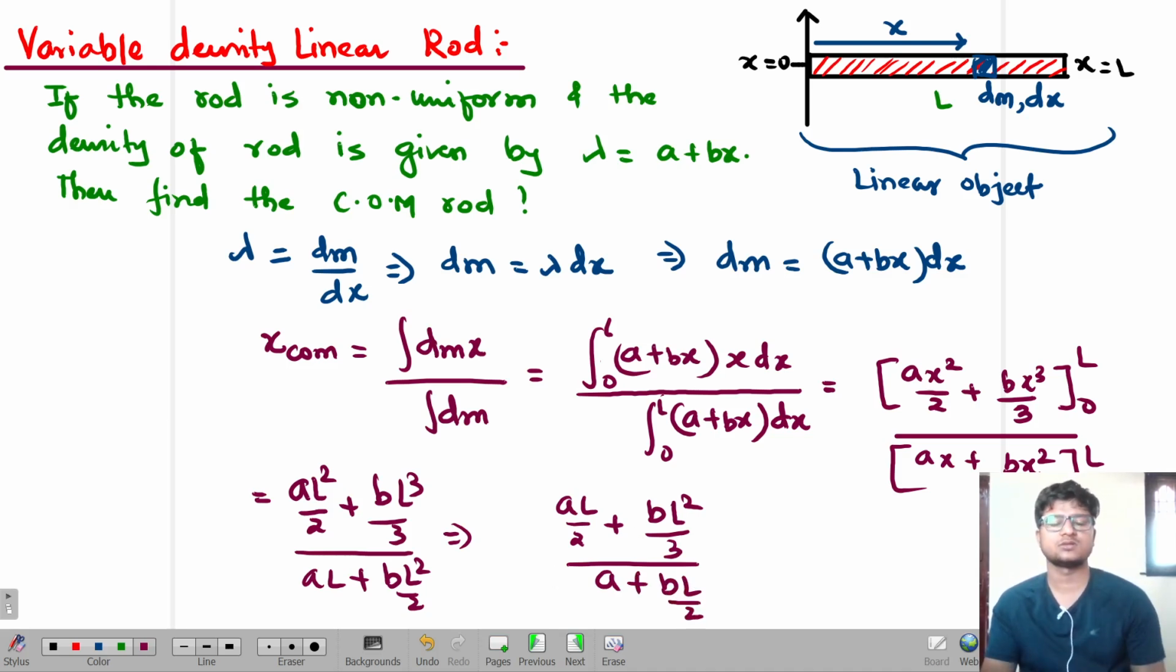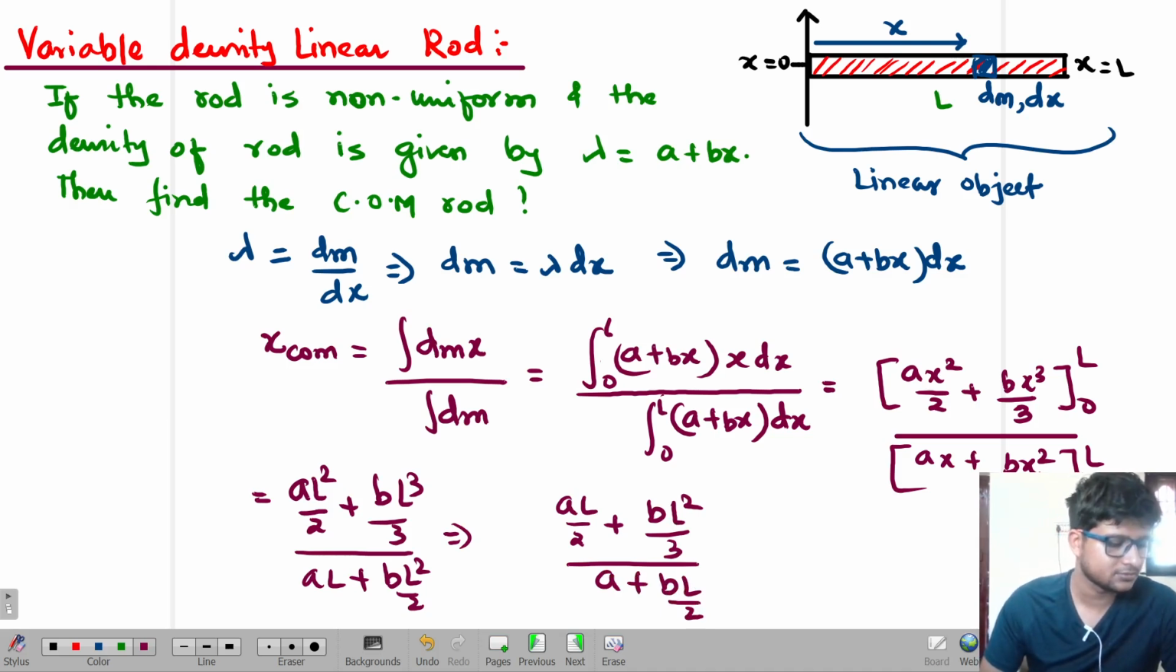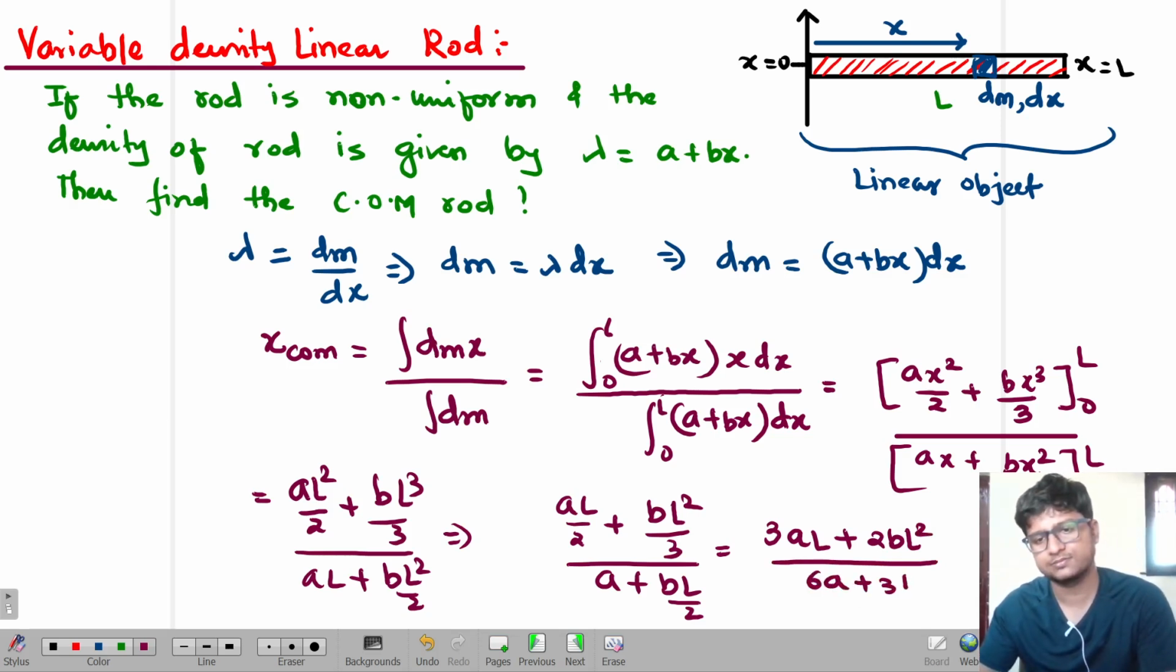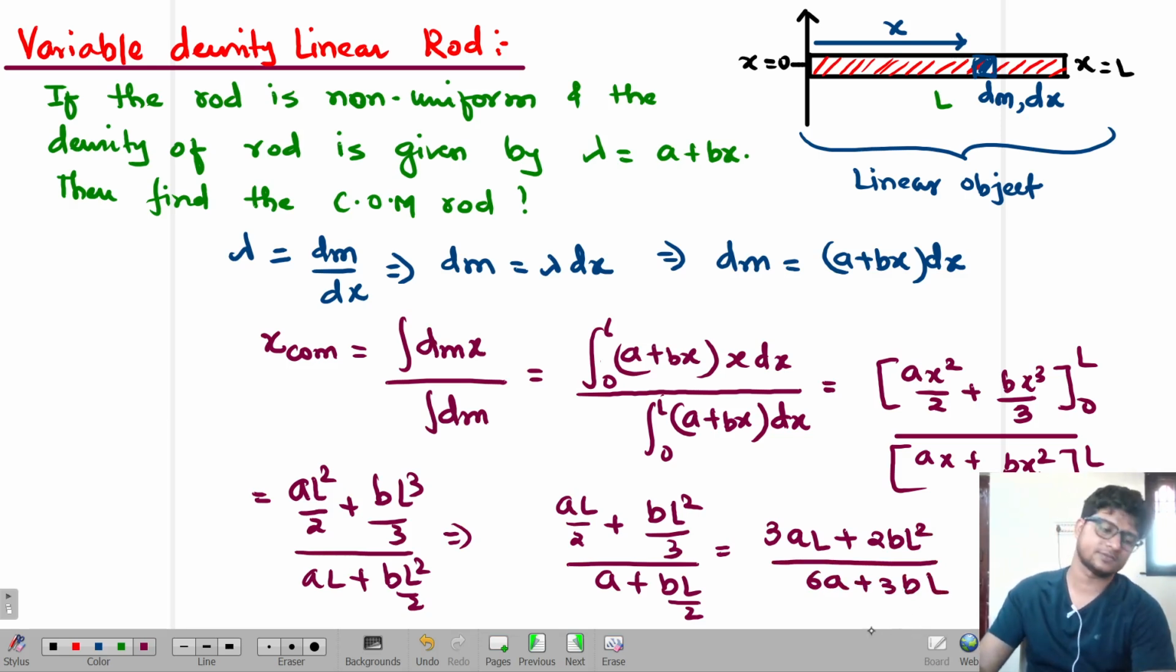So now you just solve it and find this LCM. Are you able to get me or not? Is this clear? So ultimately your answer will come as, I'm writing it directly, 3al plus 2bl square divided by 6a plus 3bl. This is your answer. This is the position of the center of mass for a uniform rod which has a variable density. Are you able to get me? Clear?